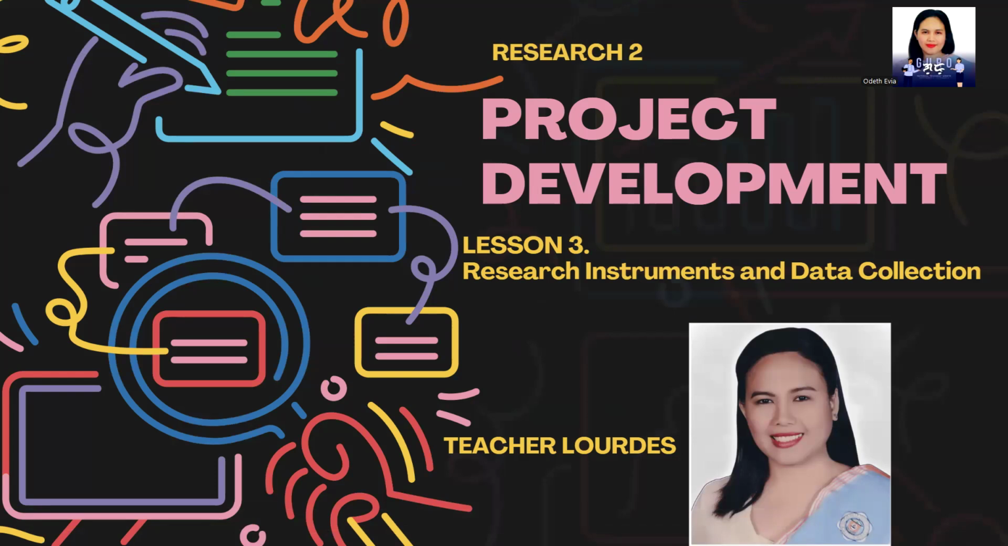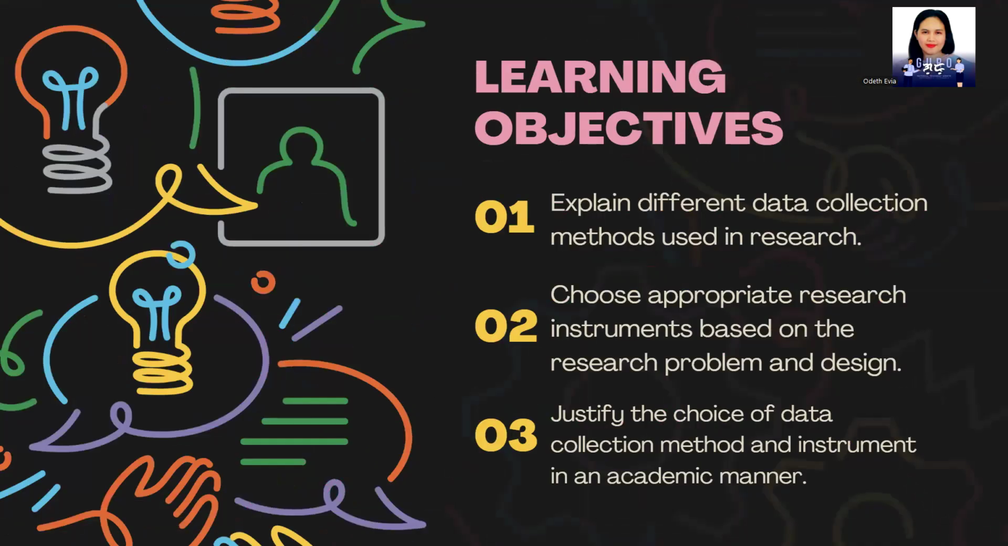Our lesson 3 is Research Instruments and Data Collection. Our learning objectives are: explain different data collection methods used in research; choose appropriate research instruments based on the research problem and design; and justify the choice of data collection method and instrument in an academic manner.